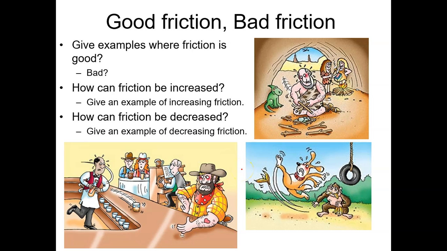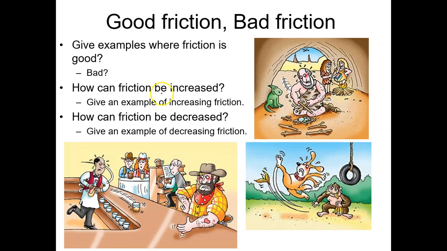And then the last thing is, I want you to come up with some examples. I'll give one or two for these that you can write down, but then you can come up with more on your own. Friction can be good, friction can be bad. You can increase it, you can decrease it. There's lots of things about friction, lots of examples. So I said, just give us examples where friction is good, bad, and where you increase and decrease it.